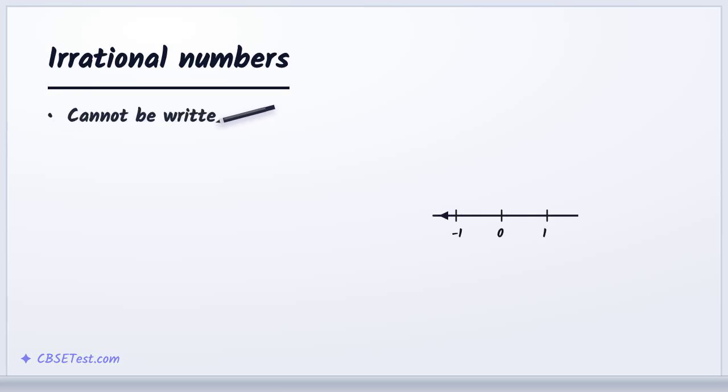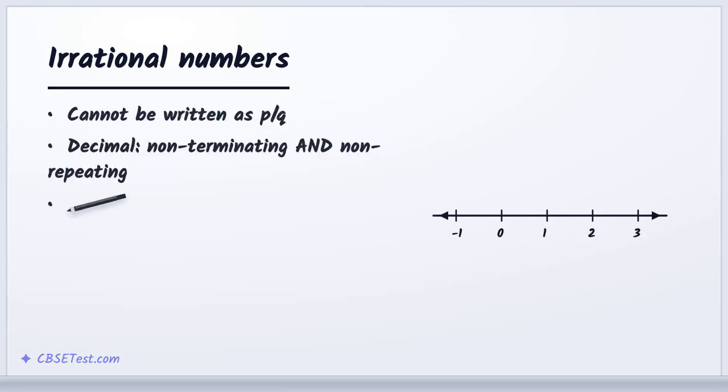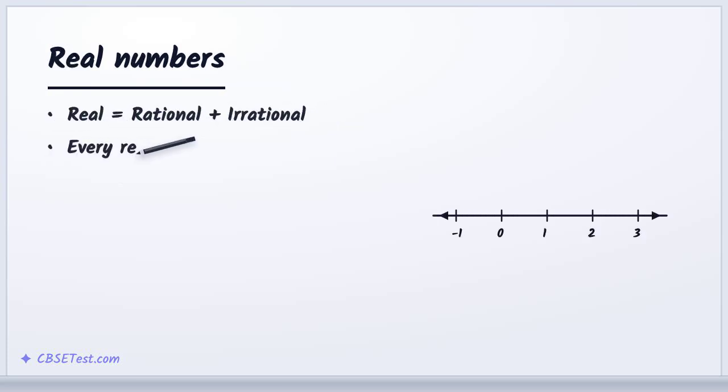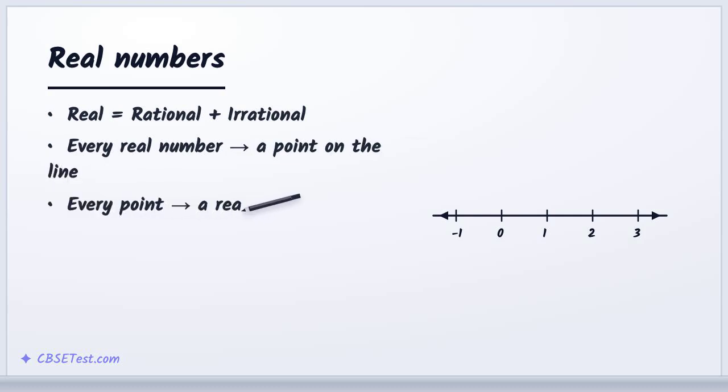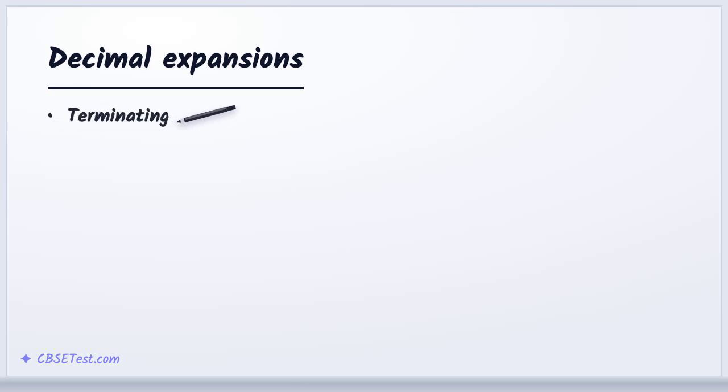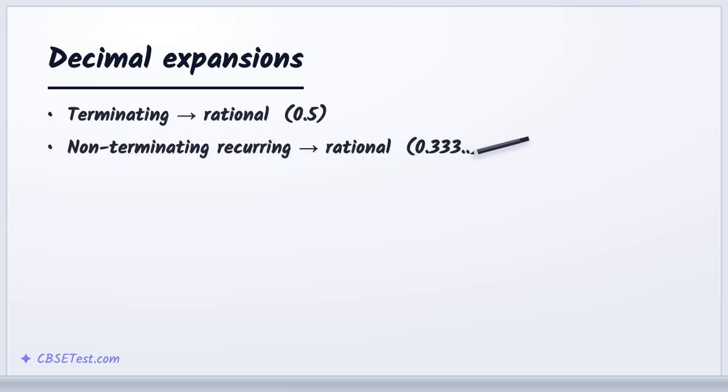Some numbers can never be written as p over q. We call them irrational. Their decimals go on forever with no repeating pattern. Famous examples are the square root of 2, the square root of 3, and pi. Put the rationals and the irrationals together, and you get the real numbers. Here is the key idea of this chapter. Every real number matches exactly one point on the number line, and every point on the line is some real number. You can spot the type of a number from its decimal.